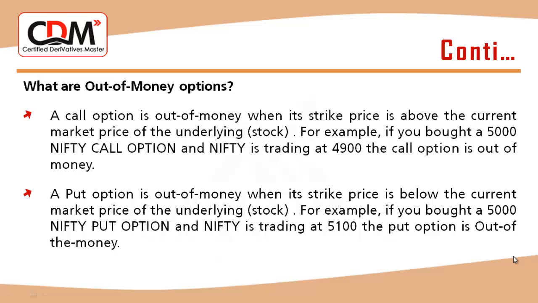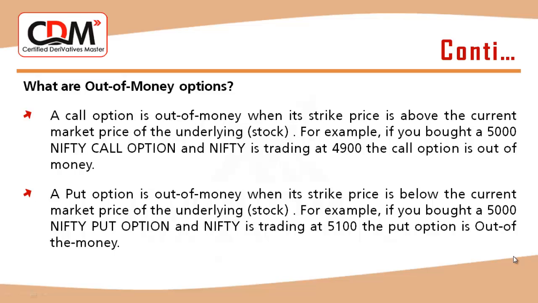The same way, it is reversed in the case of a put option for out of the money. A put option is out of the money when its strike price is below the current market price of the underlying asset. For example, if you bought a 5000 Nifty put option and Nifty is trading above 5000, say anything above 5050 or 5080 or 5100 or 5200, any value above the strike price would make our Nifty put option out of the money.